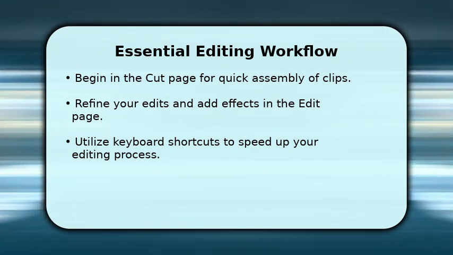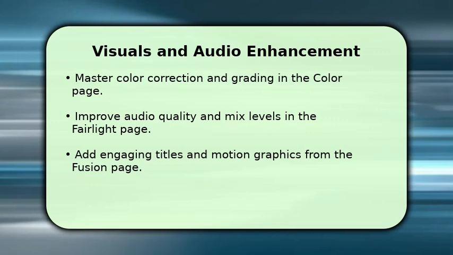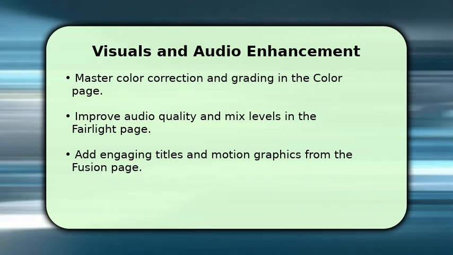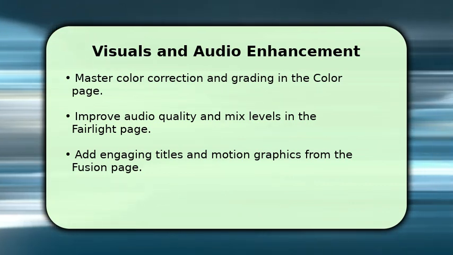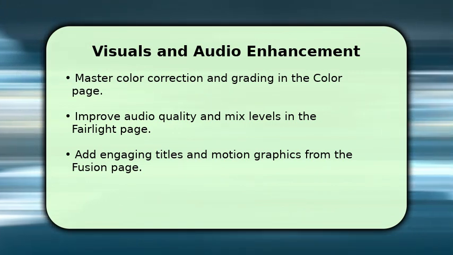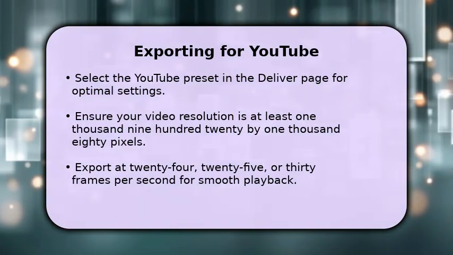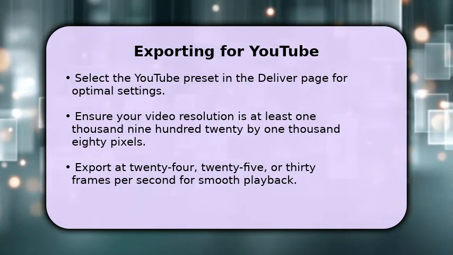navigating menus. To make your videos visually stunning, the color page offers advanced tools for color correction and creative grading, ensuring your footage looks its absolute best. For pristine audio, the Fairlight page provides a comprehensive suite for mixing, cleaning, and mastering your sound. Additionally, the Fusion page allows you to create sophisticated titles, lower thirds, and complex motion graphics, adding a professional polish to your YouTube content. Finally, when your video is complete, head to the Deliver page to export your masterpiece.